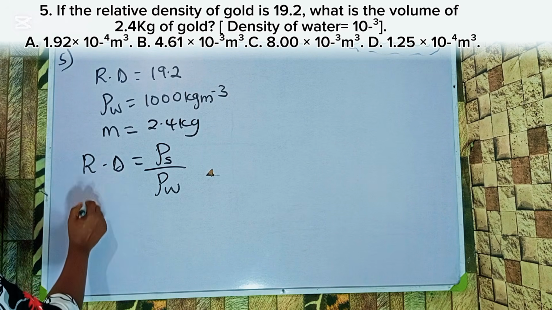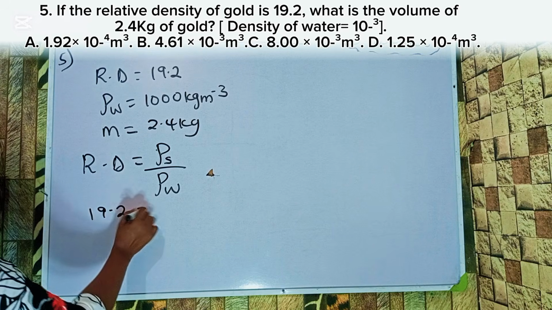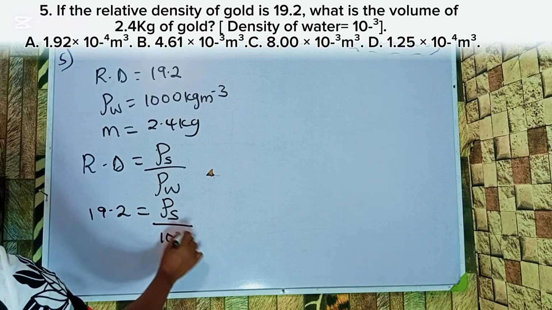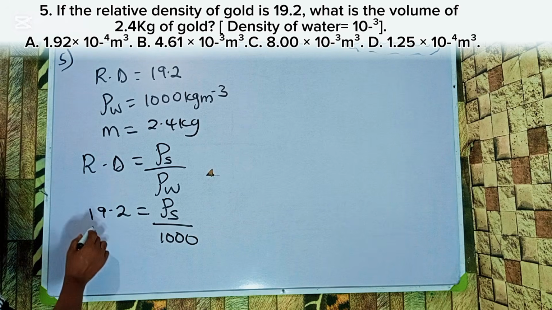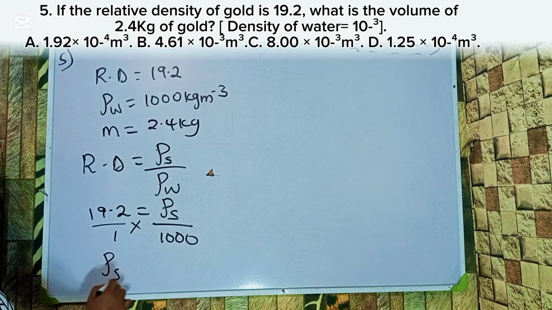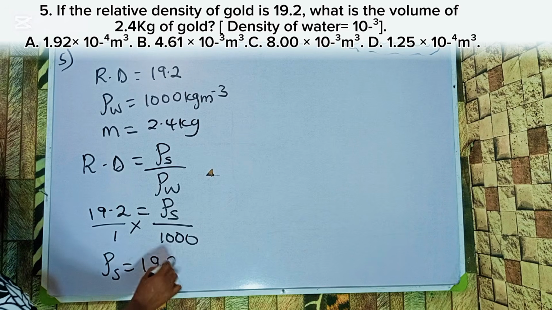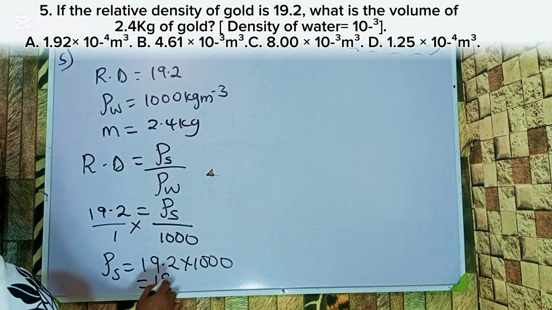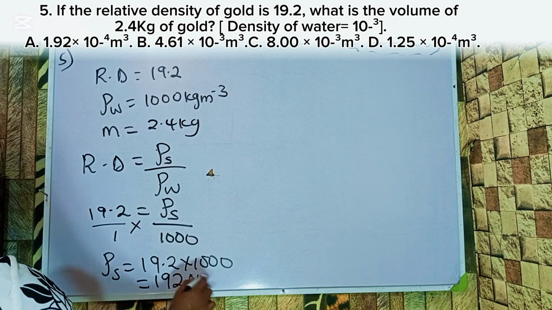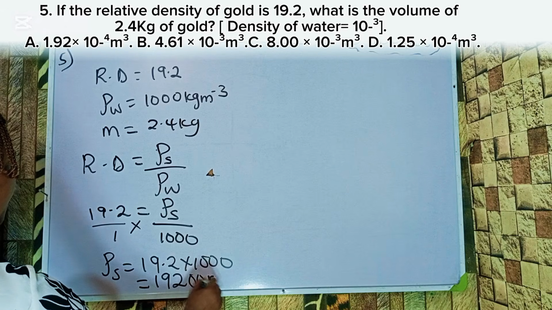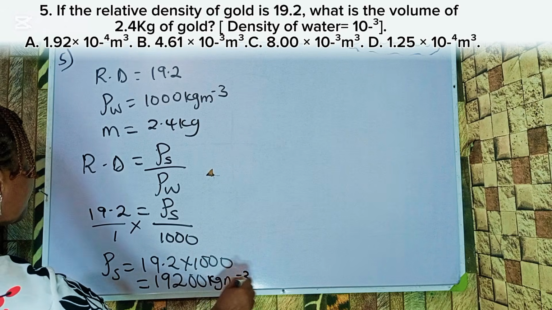So let's get the density of the solid first, right? Okay, so relative density 19.2 is equal to density of the solid over density of water, which is what? 1000, right? You say cross multiply, the density of the solid is 19.2 multiplied by 1000, right? That is going to give me 19200, right? Okay, so that is kilogram per meter cube, right?